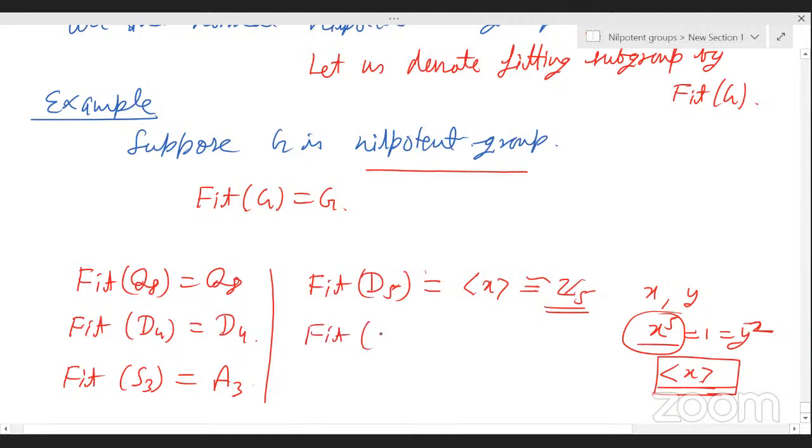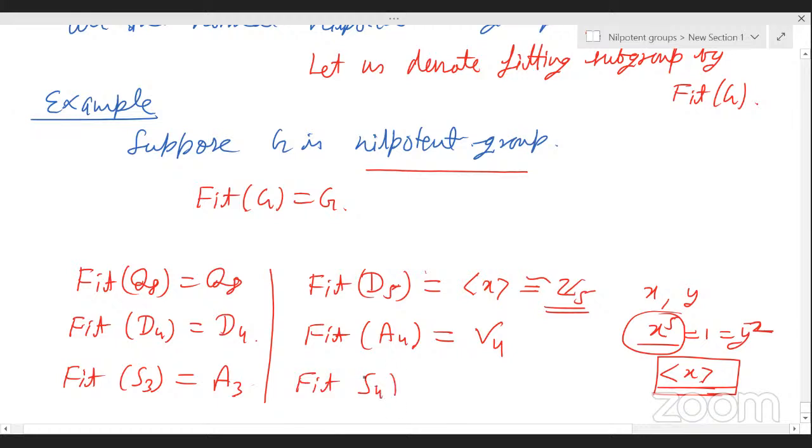Similarly, the Fitting subgroup of A4. A4 we have seen is not a nilpotent group. And if you talk about the normal subgroups of A4, then they are V4 and the identity. So the subgroup V4 is nilpotent also, the identity is also nilpotent. So the largest is V4.